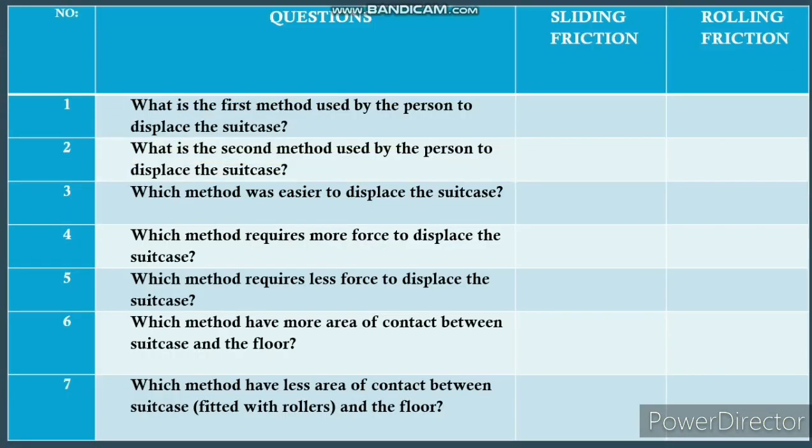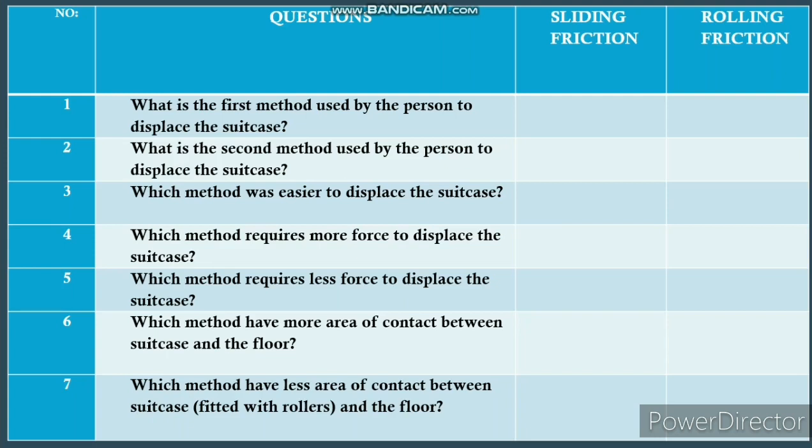So students, you have observed the video, right? Okay, let's see this table. In this table, you can see 7 questions. For these 7 questions, there are only 2 options. The 2 options are sliding friction and rolling friction. You have to just put a mark for the correct option for each question. Are you ready to complete the table? Okay, I will give you some time to complete this table. After that, we can check whether your answers are right or wrong.